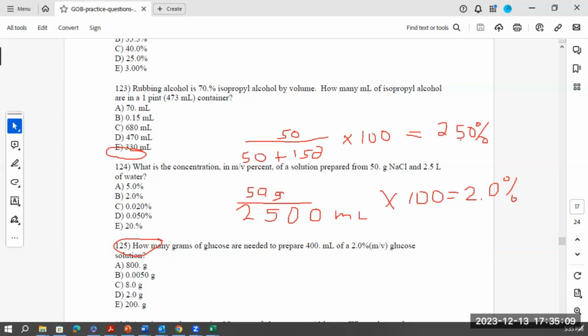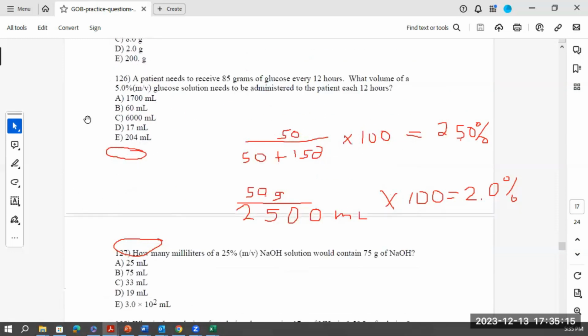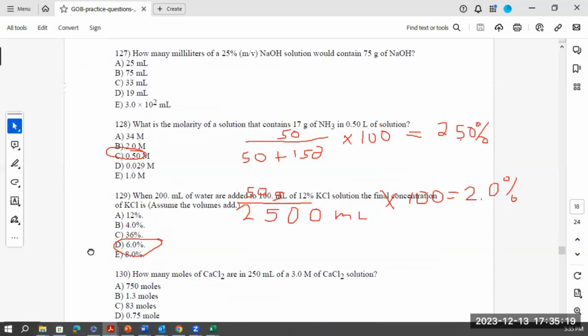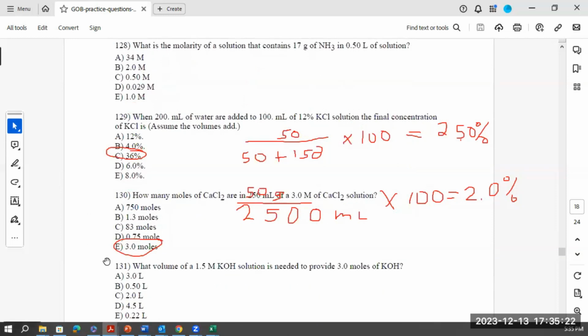Let's move forward. We don't have too many solution questions. I'm going to move forward beyond this. And most of them you guys can do so far, except this. You do have some molarity questions.